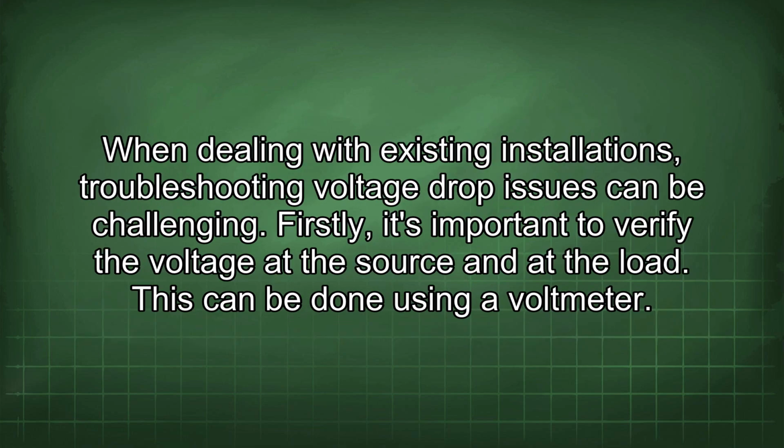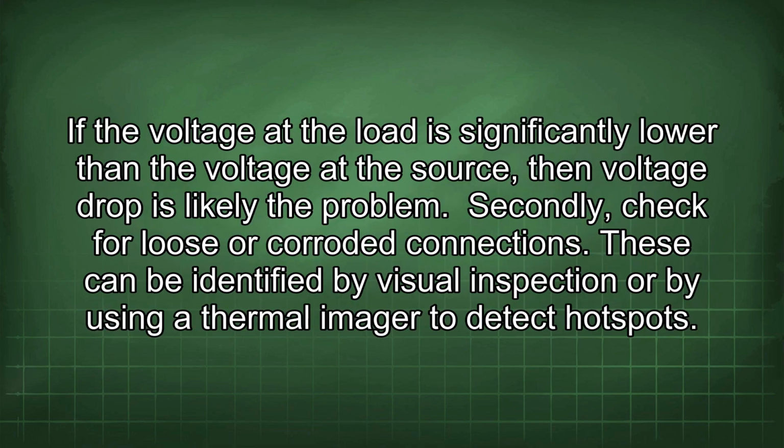When dealing with existing installations, troubleshooting voltage drop issues can be challenging. Firstly, it's important to verify the voltage at the source and at the load. This can be done using a voltmeter. If the voltage at the load is significantly lower than the voltage at the source, then voltage drop is likely the problem. Secondly, check for loose or corroded connections.